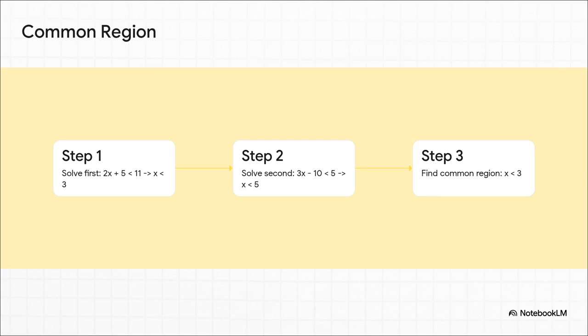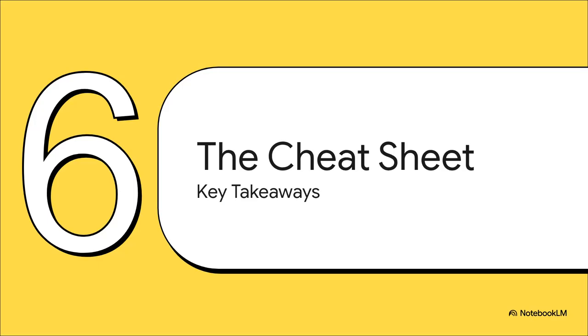Now for the magic in step 3. We imagine both of these results on a number line to find their common region, basically the area where they overlap. If a number has to be less than 5 and it also has to be less than 3, the overlapping truth is just everything less than 3. So our final combined solution is simply x is less than 3. We made it! Let's wrap things up with Section 6, the cheat sheet, key takeaways and exam tips.